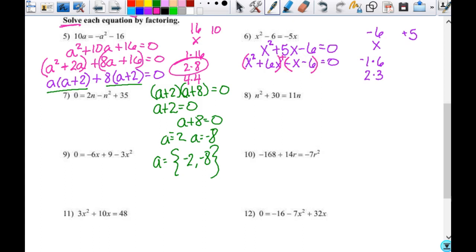Then I factor out my GCF. What's the GCF in the first one? X, so that leaves me with x plus 6, right?